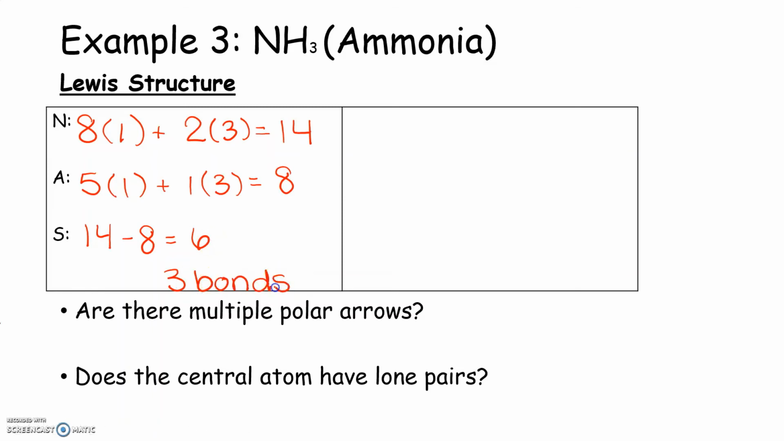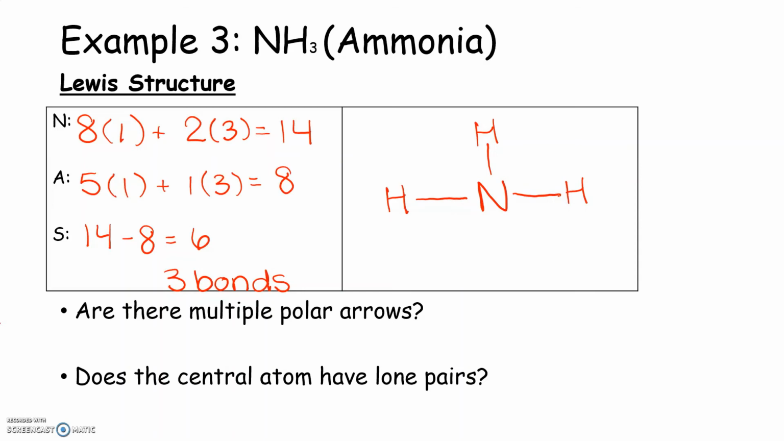So now let's draw it out. Nitrogen is my least common. There's only 1 of them, so nitrogen's going to go in the middle, and the hydrogens are going to go around it. So now I'm going to start by connecting each one with a single bond.